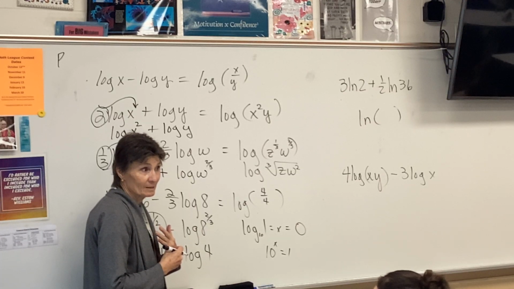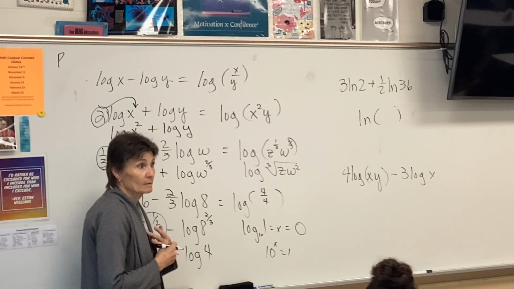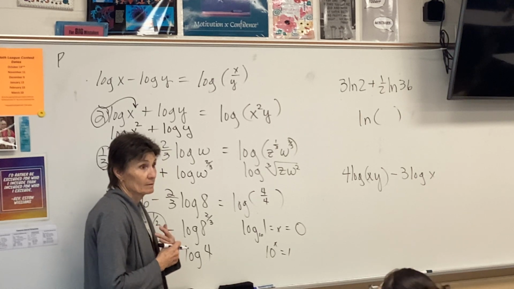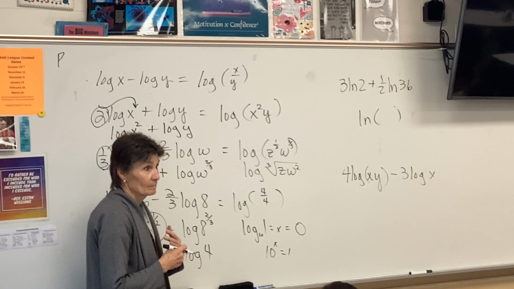Eli, what'd you get? 62? Yeah, I think. Or would you do 2? Is it ln 2 to the 3rd? Well, for 2 to the 3rd, would you do 2 times 2 times 2, or would you just leave it like that?